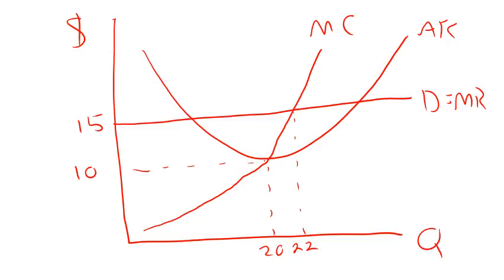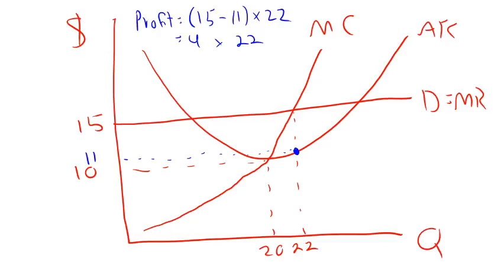Now to find profit, all I've got to do, well, I know price is 15. I know quantity is 22. I now need to know the average total cost when quantity is 22. The height of the blue dot is the average total cost when quantity is 22. Maybe it's $11. All right. So profit will equal my price, which is 15, minus my average total cost, which is 11, times my output, which is 22. That'll be 4 times 22, or $88.